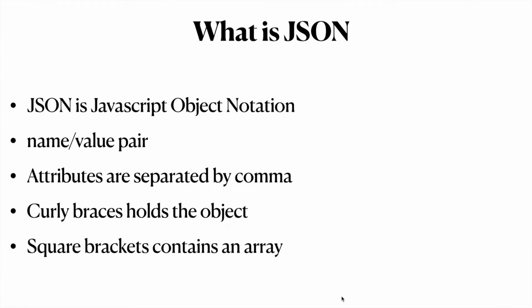We all know what JSON is. JSON is the JavaScript Object Notation. Data in JSON is represented by name-value pairs. Attributes of an object are separated by commas in a JSON representation of the same. Curly braces hold an object and square brackets hold an array.